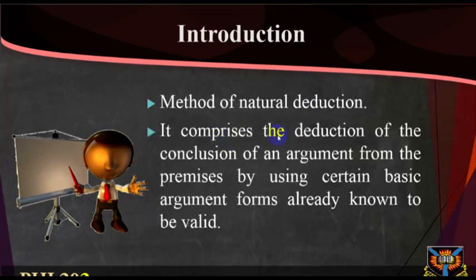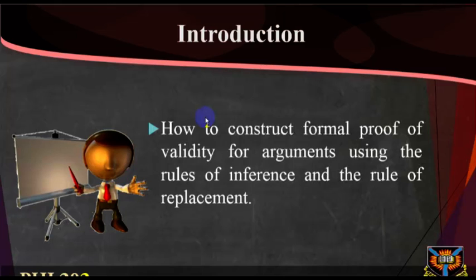This method consists of the deduction of the conclusion of an argument from the premises by using certain basic argument forms already known to be valid. We shall therefore learn how to construct formal proof of validity for arguments using the rules of inference and the rule of replacement. Learning outcomes. When you have studied this section, you should be able to construct a formal proof of validity for arguments using the rules of inference and the rule of replacement.